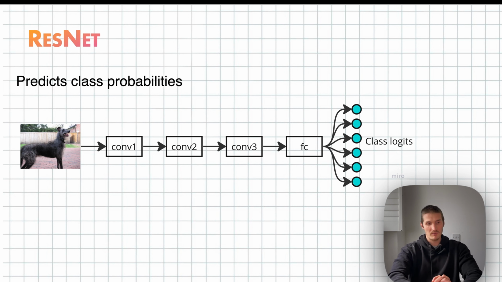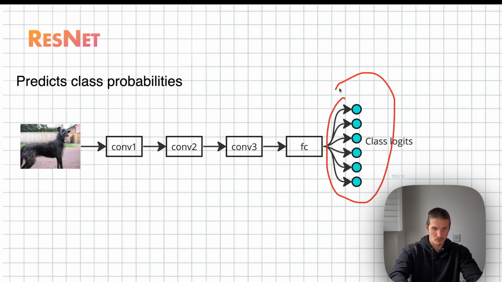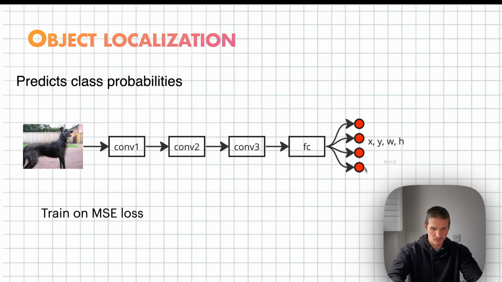And the reason we are talking about this is that we can take the model from our previous example, the model that predicted class probabilities, and just swap this one final layer that outputs 1,000 numbers for the classes. We can swap that to just 4 numbers, these ones. So these 4 numbers will correspond to the x, y coordinates of the bounding box, and then the height and width.